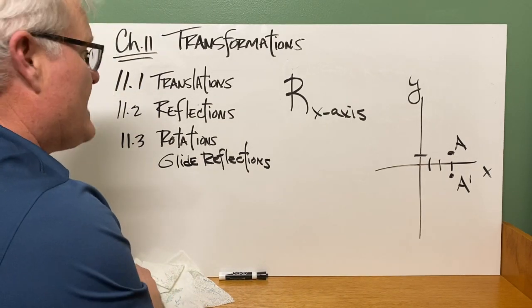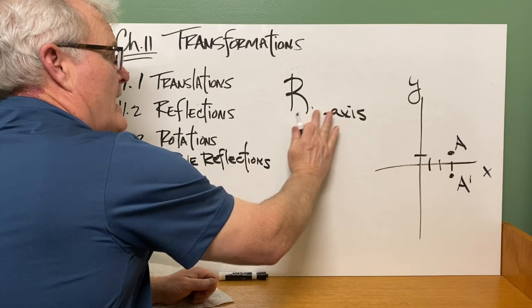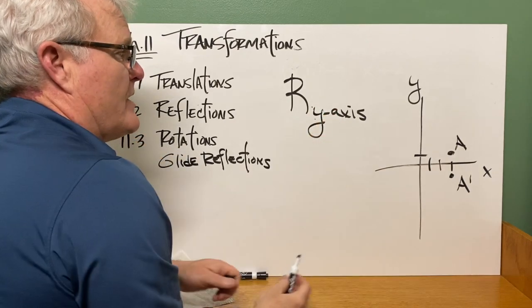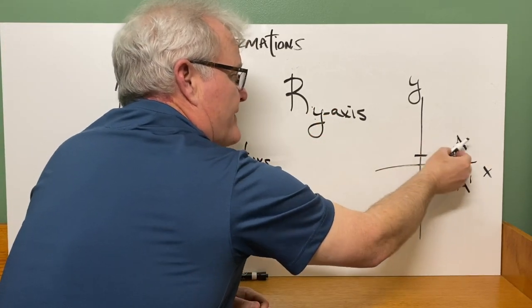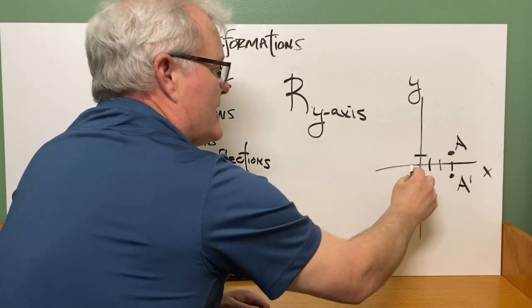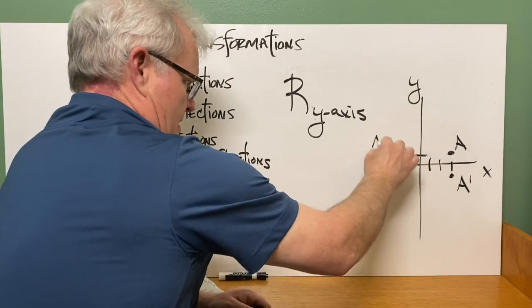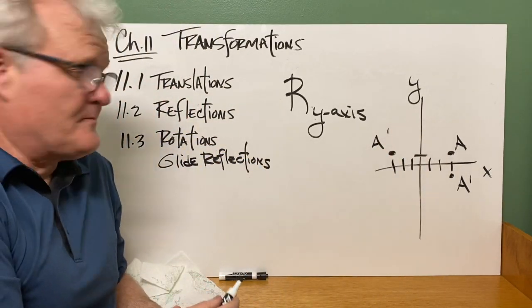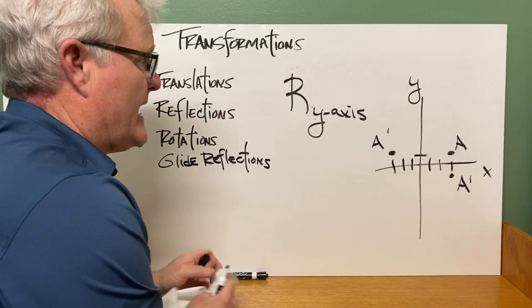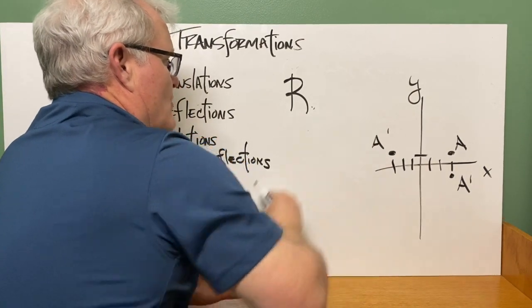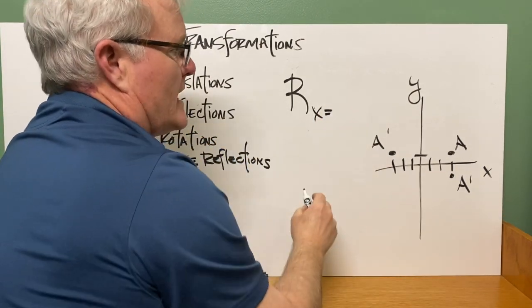If this, let's say, was a reflection in the y-axis, all we do is, instead of folding it over the x, we're going to fold it over the y. So it's going to slide 3 to the left here, and this would be your A prime.